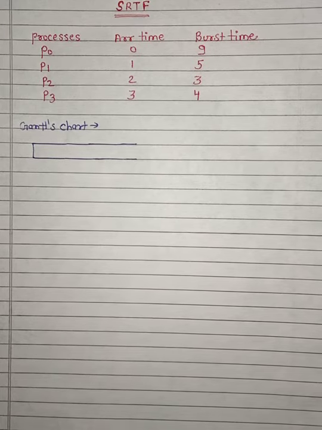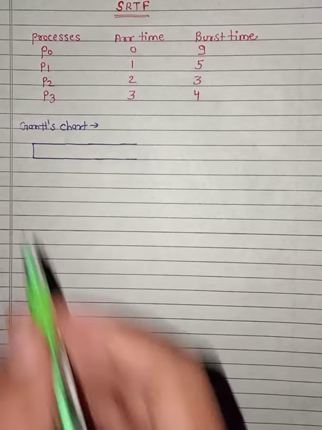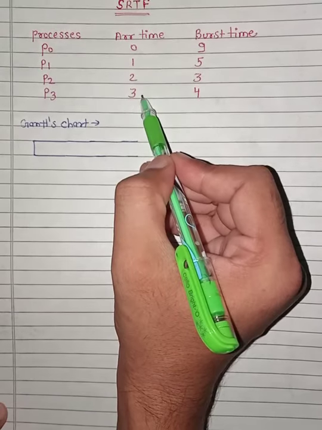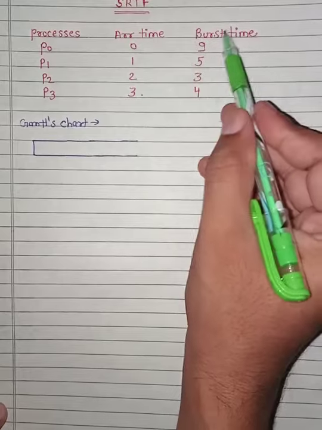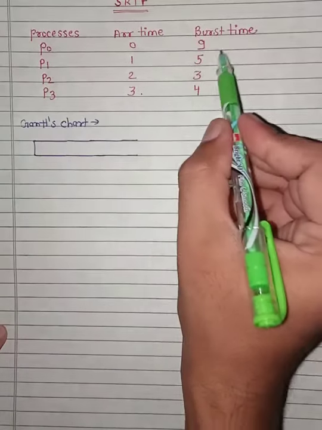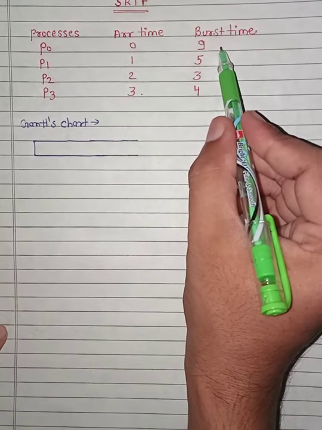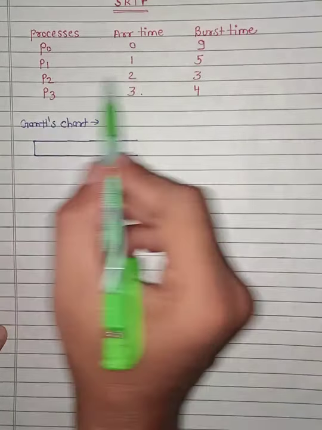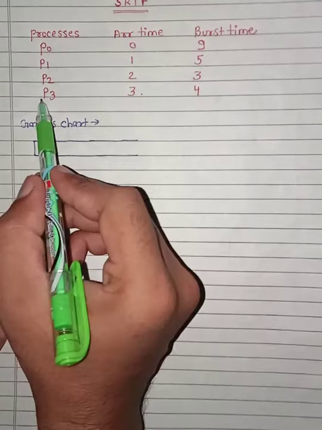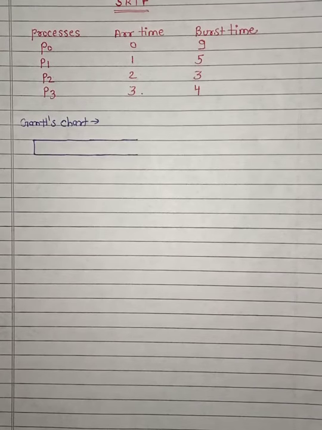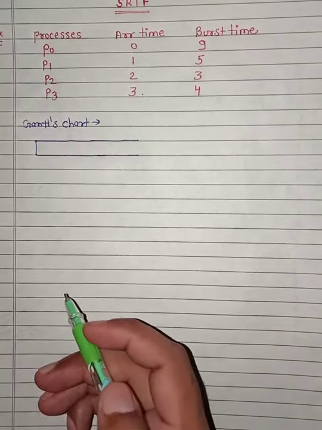We have four processes P0, P1, P2 and P3, and respectively we have arrival times of 0, 1, 2 and 3 units of time. The CPU burst time or execution time of every process is respectively 9 units of time for P0, 5 units for P1, 3 units for P2 and 4 units for P3. We'll see how we can calculate the average waiting time and average turnaround time for this example.